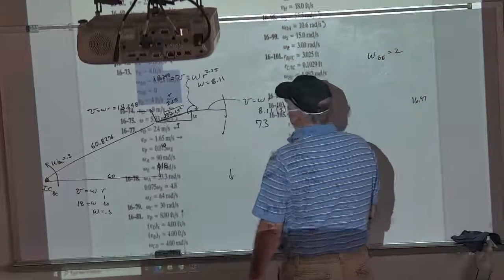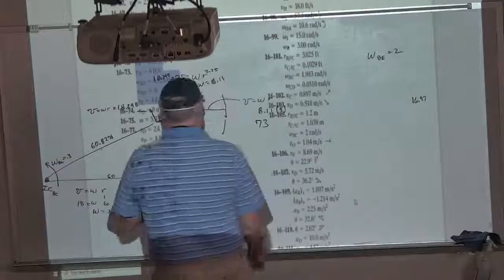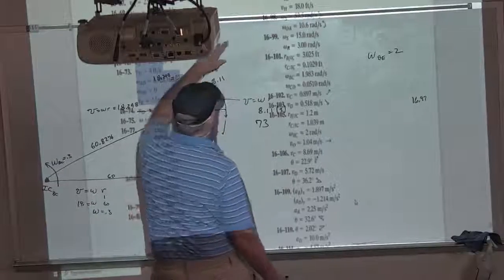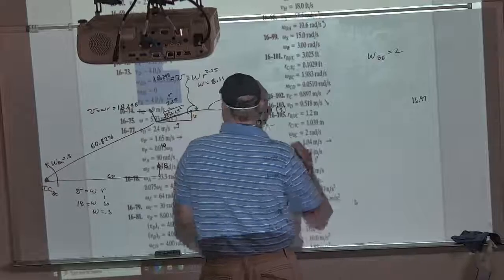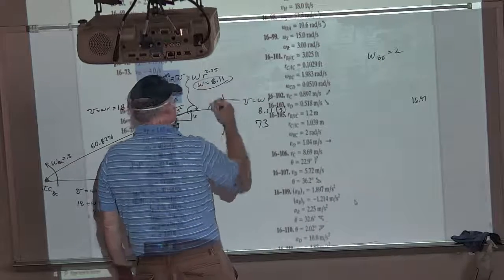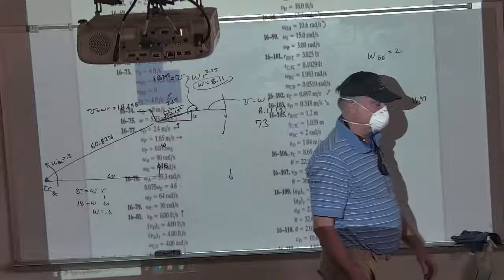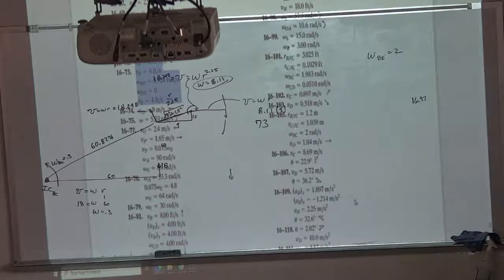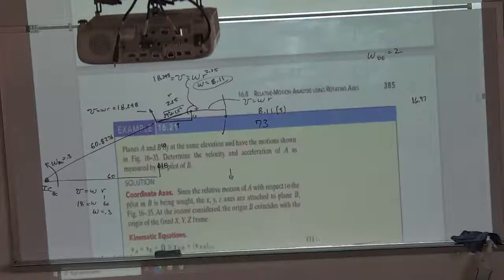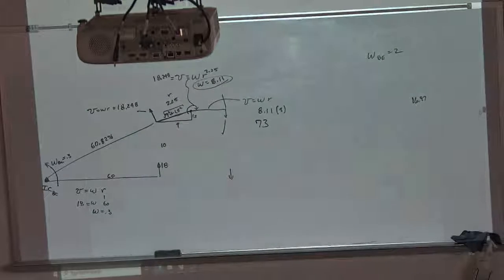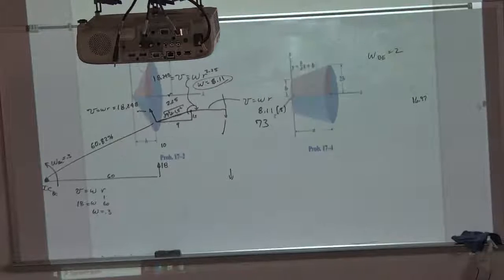He says omega BE is equal to 2. If it is 2, then by nature it has to be 18 because it's 9 over. So I've got the wrong value right here. Let's see if I can fix that. Hopefully I can line it back up.